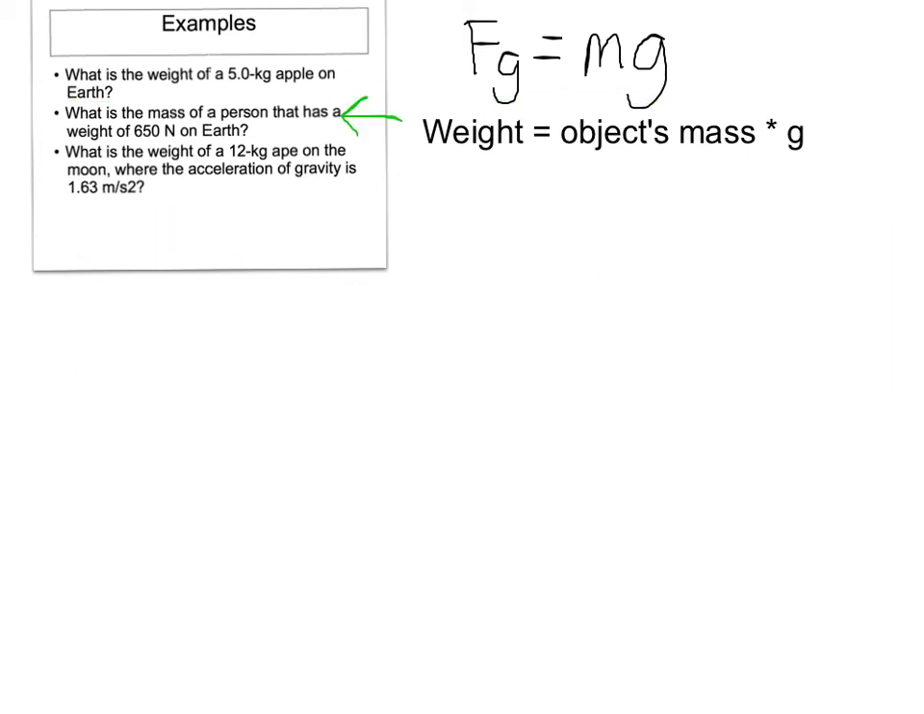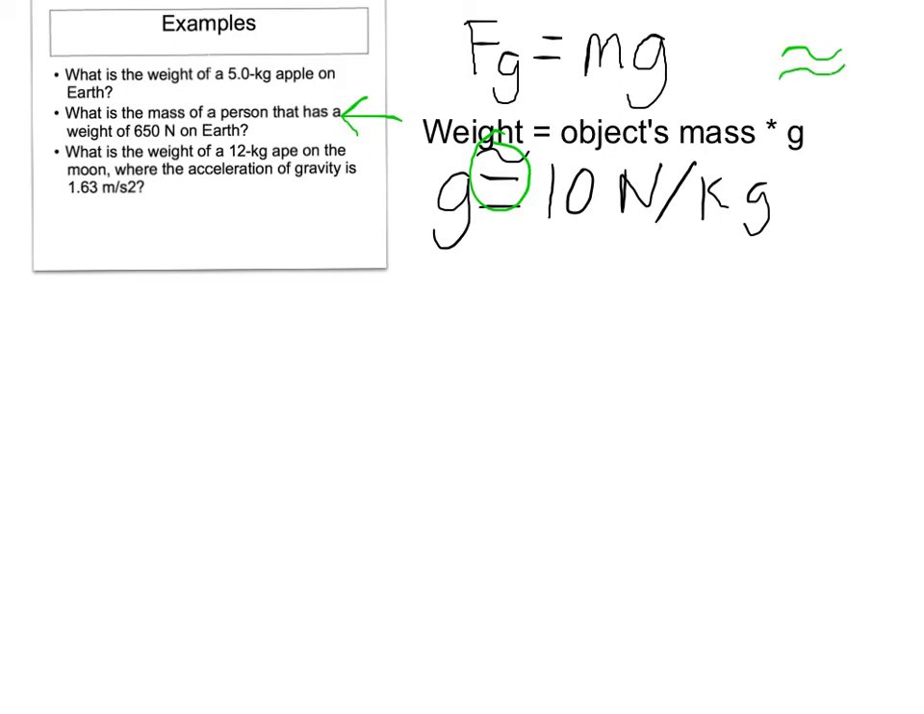Okay, second example. What is the mass of a person that has a weight of 600 newtons on Earth? For these problems, I will say gravity is about 10 newtons per kilogram. And by the way, this symbol here, the equal sign with the squiggly, means is about. This symbol here, two squigglies, also means is about. Just in case you were wondering why I switched them, they're interchangeable.